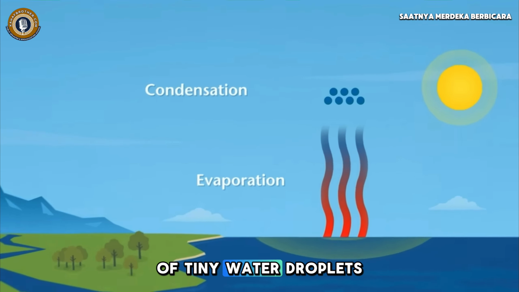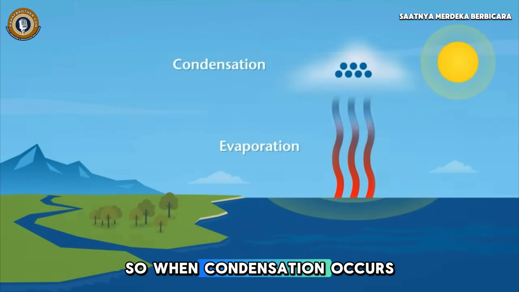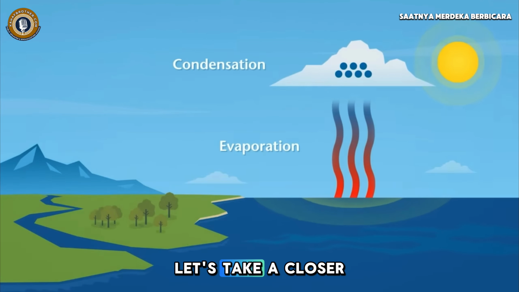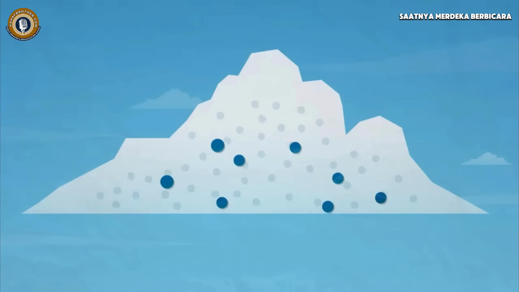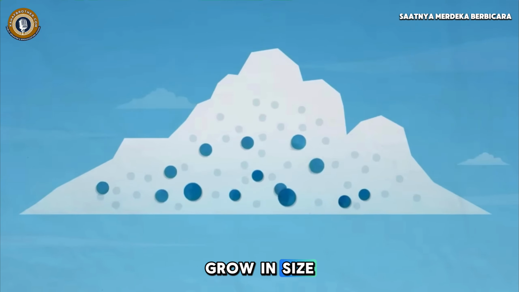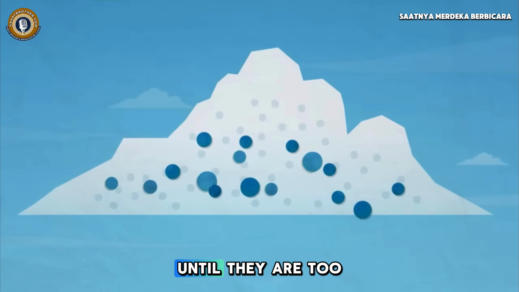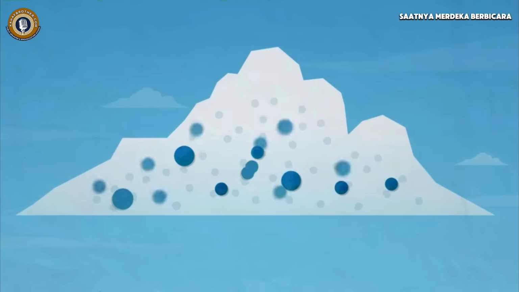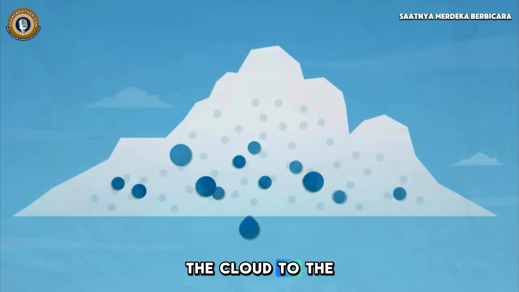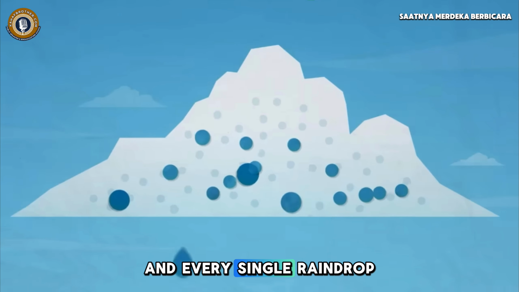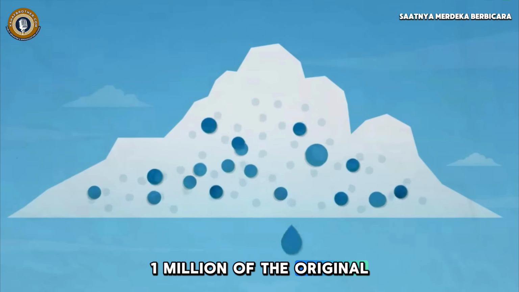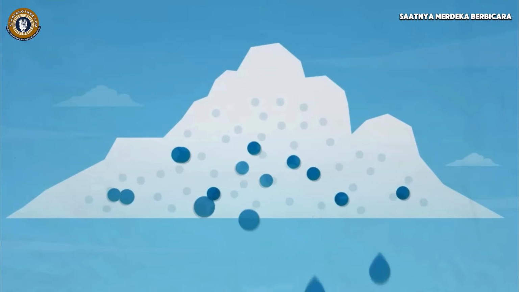Clouds are made up of tiny water droplets, so when condensation occurs in the sky, clouds form and grow. Let's take a closer look. When water droplets bump into one another, they stick together and grow in size. They continue to grow until they are too heavy and fall as rain. They even grow as they bump into one another on their journey from the cloud to the ground. And every single raindrop that reaches the ground is made up of 1 million of the original tiny water droplets.